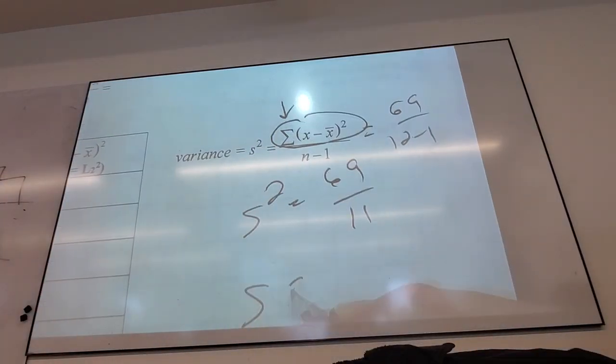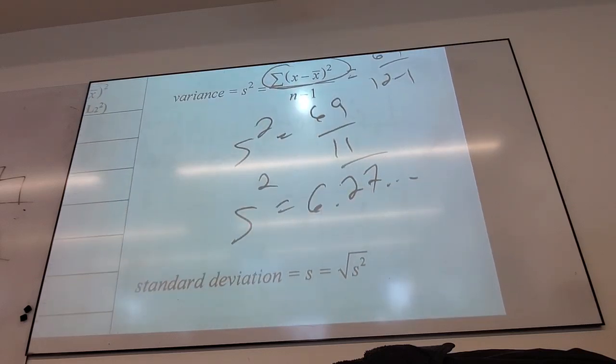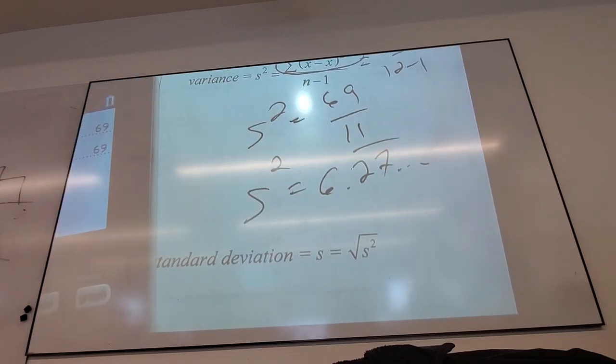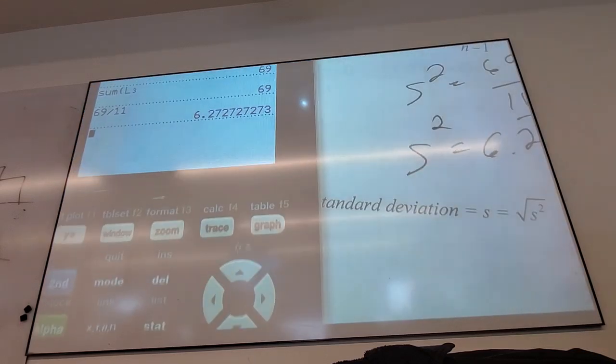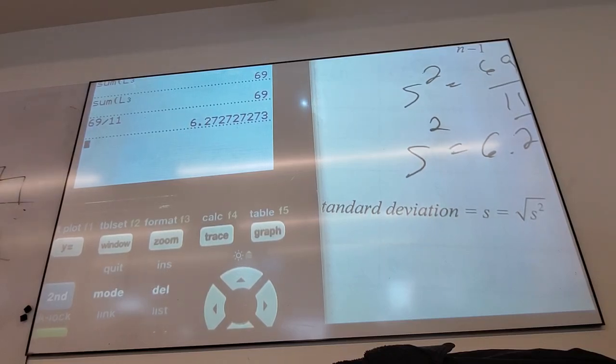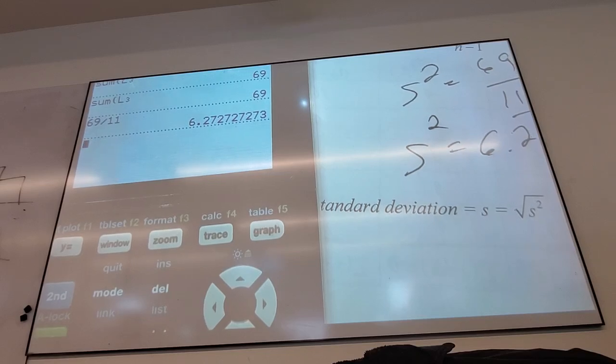And what do you get when you do this? 6.272. Yeah, it goes on forever. So let me show you something nifty. 69 divided by 11, you get all that business there, yes? I want to take the square root of that. It's not that big of a deal to type all that in there, but do not do the square root of a rounded number. I want to do the square root of that.